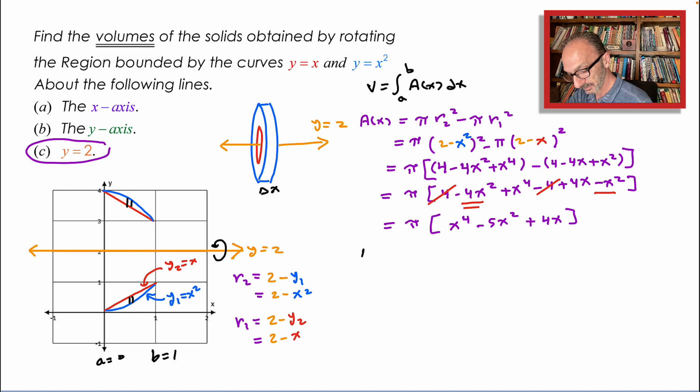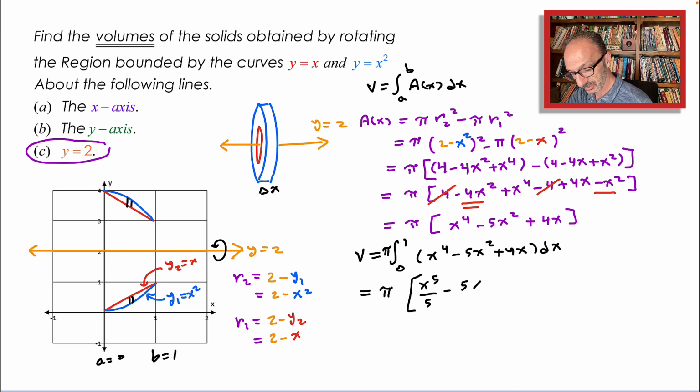Now going back to the volume, it will be from a to b, and we agreed that a is 0 and b is 1. Let's write that as 1. Let's take the pi outside since it's a constant. And inside we have x to the 4 minus 5x to the second plus 4x. Of course, with respect to x, we just mentioned that we are doing it with respect to x, equals pi x to the 5th over 5 minus 5x to the 3rd over 3 plus 4x to the 2nd over 2, which simplifies to 2x to the 2nd.